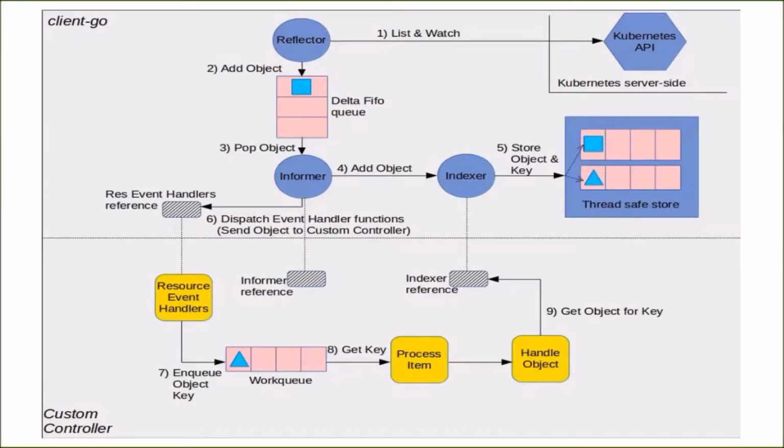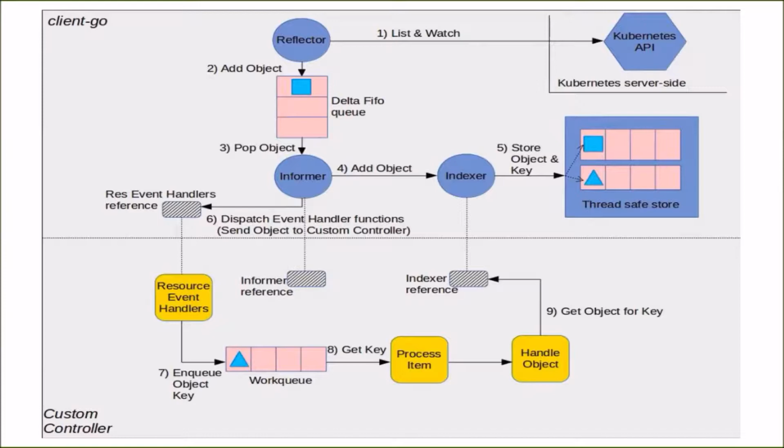Sixth is dispatching the object to the event handler function. Informer will be dispatching the object along with the event like add, update, or create. And then what we can do is take out the object, push it into a work queue, and launch goroutines, that is the eighth step, to consume from the work queue and process it. Ninth is get the object key, make your indexer reference, retrieve the object from the store and process accordingly.